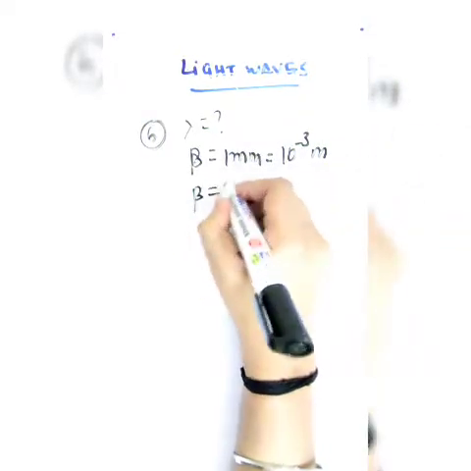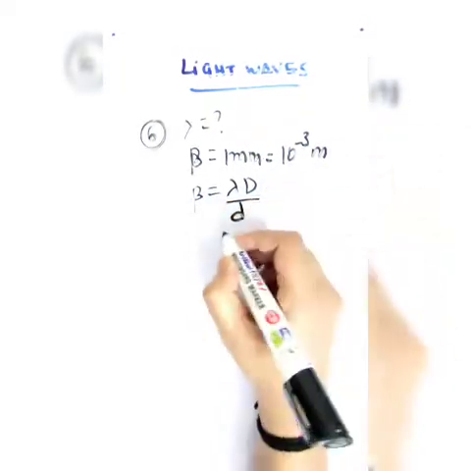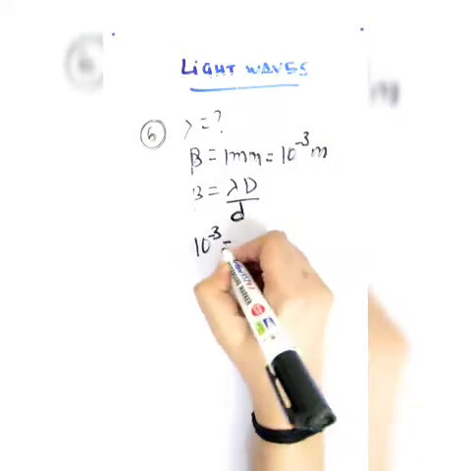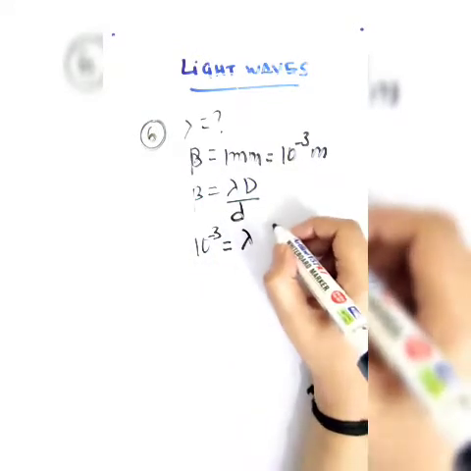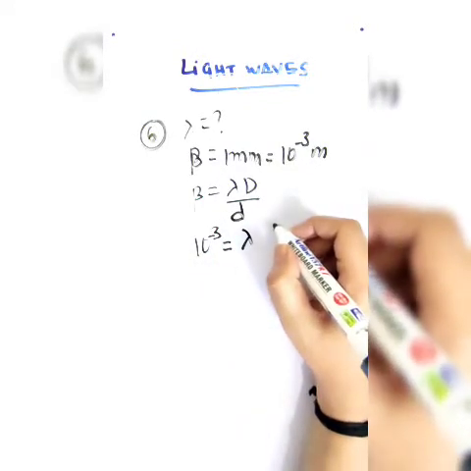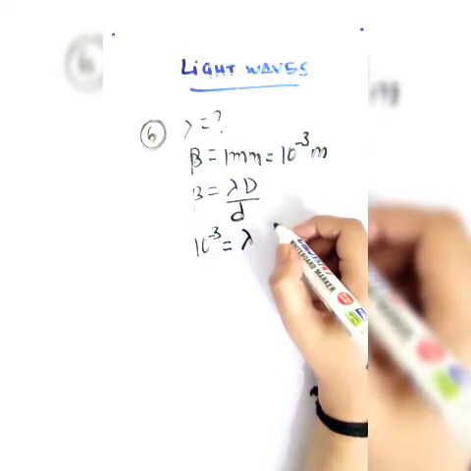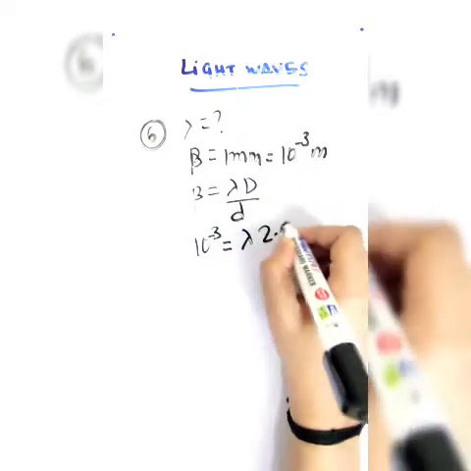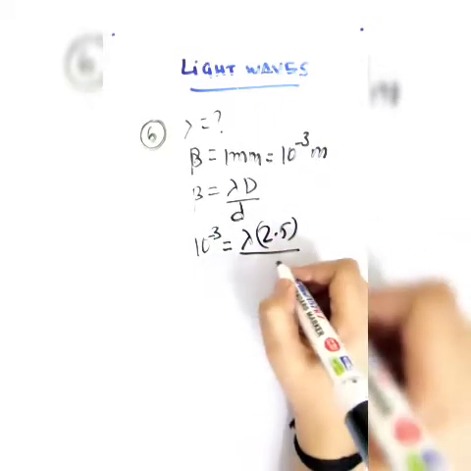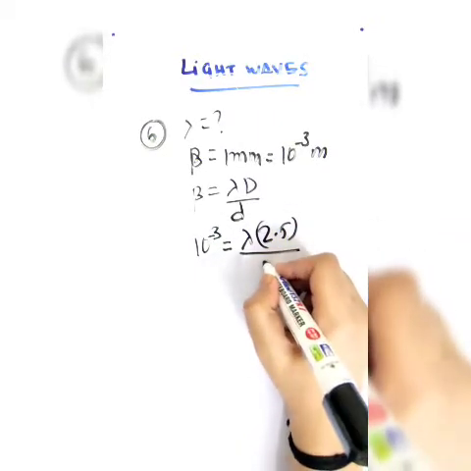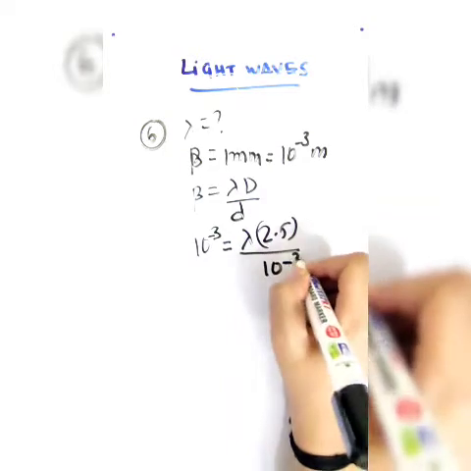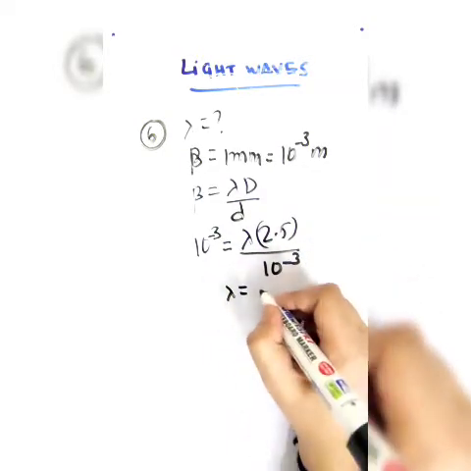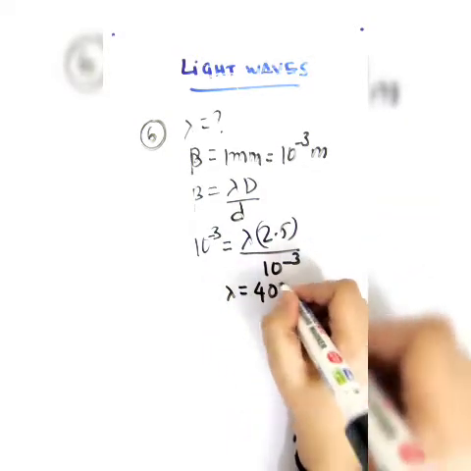Beta is lambda D by d. So beta is 10 power minus 3, and lambda we need to find out. The distance between the source and the slit is given to be 2.5 meters, and small d is given to be 10 power minus 3. On solving this, we will get the value as 400 nanometers.